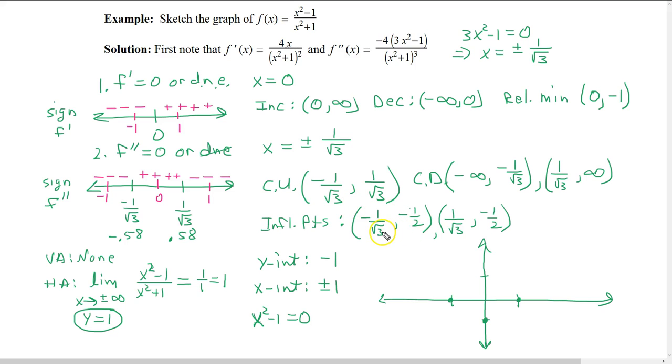We have inflection points at -1 over root 3, -1/2. Now, 1 over root 3, remember, that's approximately 0.58. So we'll mark those right about here. And 1 over root 3, -1/2 is going to be right around here as well. And we have a horizontal asymptote of y equaling 1. So this is our horizontal asymptote.